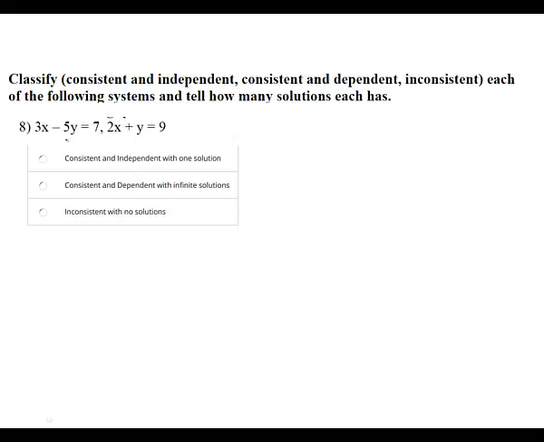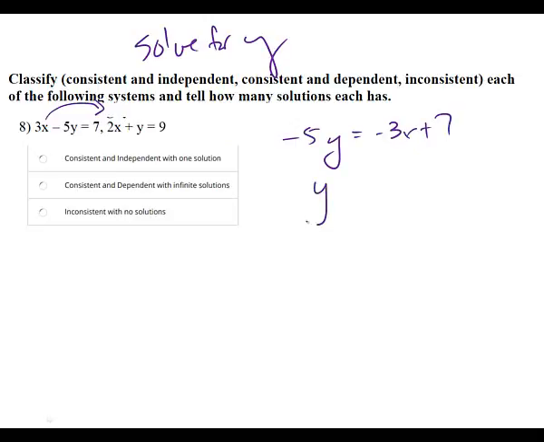All right, when you see these, you want to solve for y. That's the best way to go with them. So I'm going to get y by itself. I'm going to move this 3x over. How do we do that? Subtract it. So negative 5y equals negative 3x plus 7. I'm going to divide by the negative 5. So negative 3 divided by negative 5x plus 7 divided by negative 5. So there's one of my answers. I really don't need to do anything besides that.